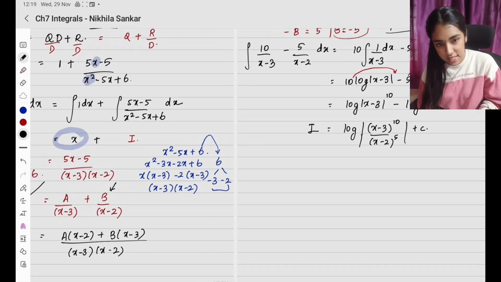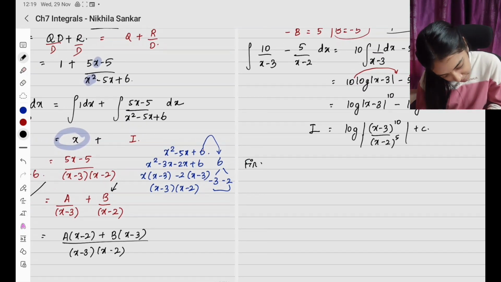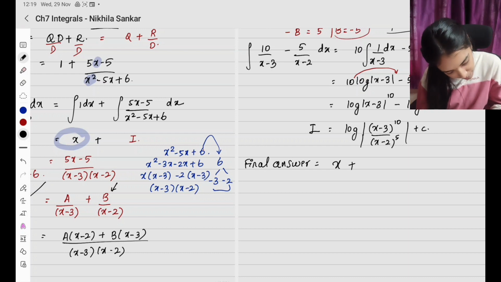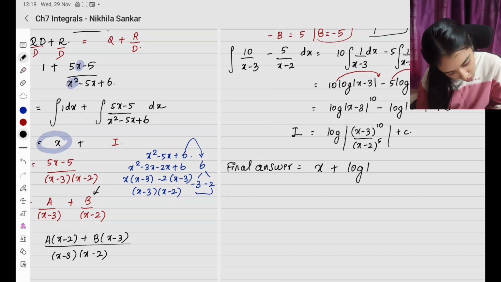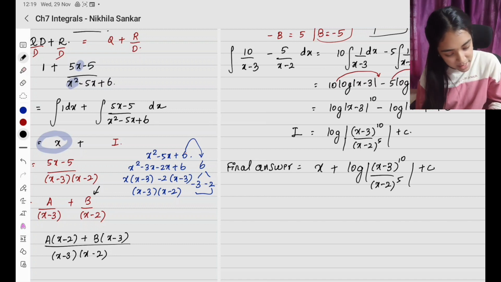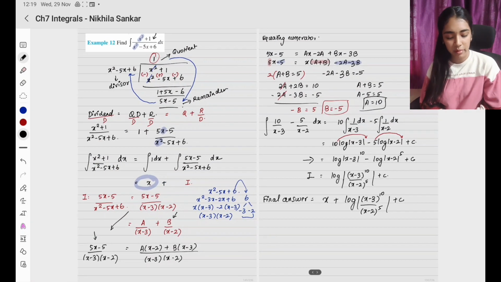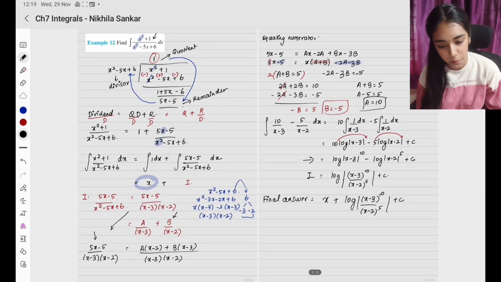But what is my final answer? I already have an x. So the final answer is going to be x plus I, what do we get? Log mod x minus 3 to the power 10 divided by x minus 2 to the power 5 plus c. You can leave it like this or write it in log of a by b form. Okay, whichever is convenient for you. Please copy.